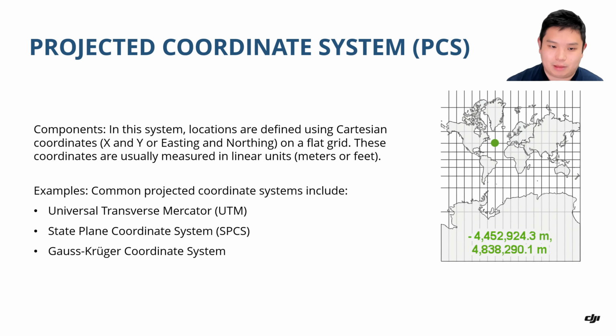UTM is applied worldwide, SPCS is commonly used in the United States, and the Gauss-Kruger coordinate system is commonly used in Europe, Russia, and China. As you can see, different regions prefer different methodologies when it comes to projection. I will be talking about the reason behind that, but before that, let's have a look at each one of these.